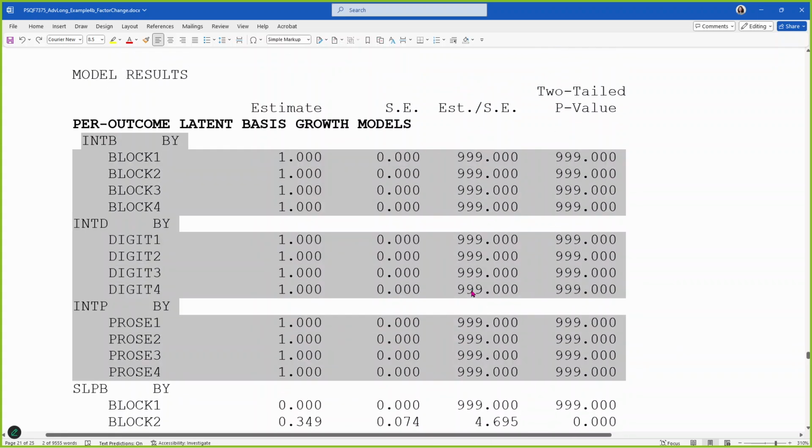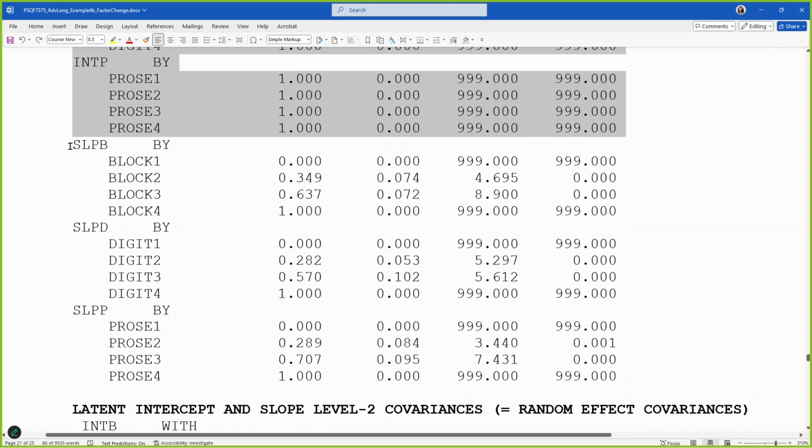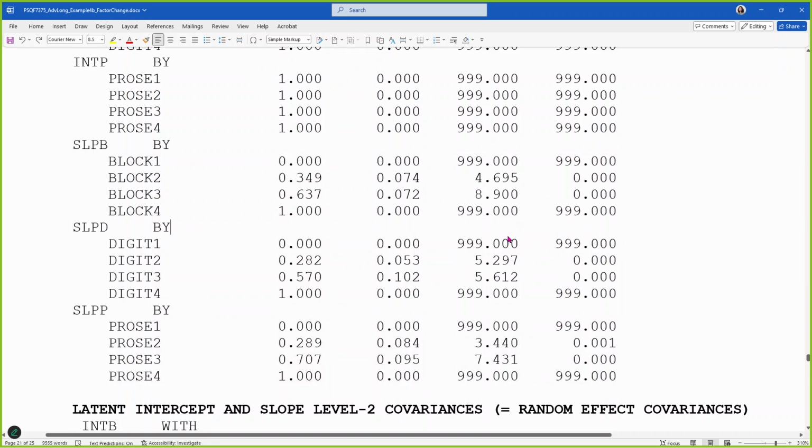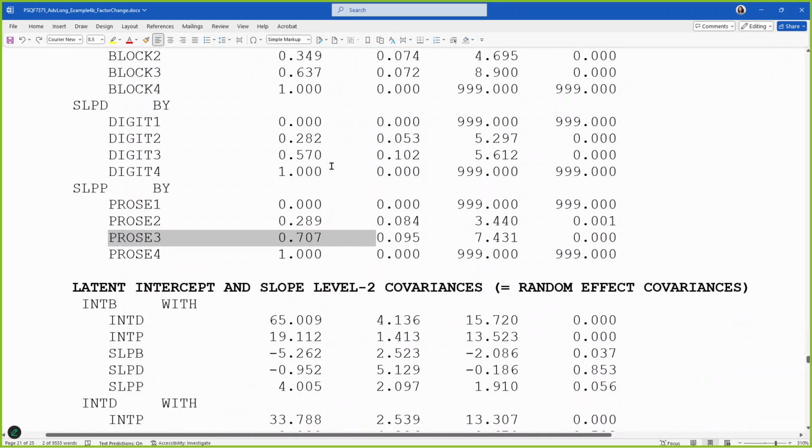So here are my intercept factors and their loadings. Here are my slope factors and their loadings. So kind of a common trend. It looks like actually prose has a little bit higher one than the others, but roughly linear with a little bit of nonlinearity. I would probably describe these, because they would be equally spaced if it were linear.